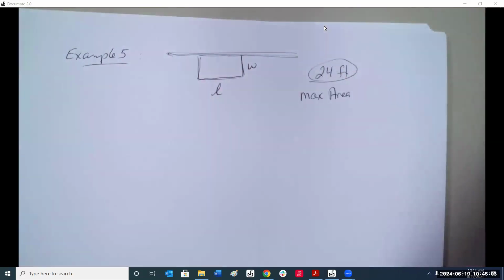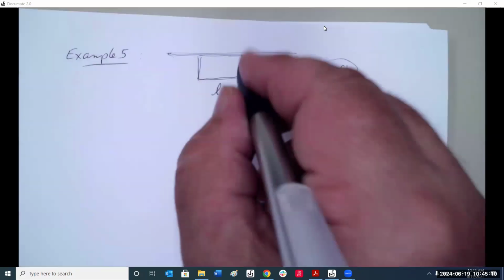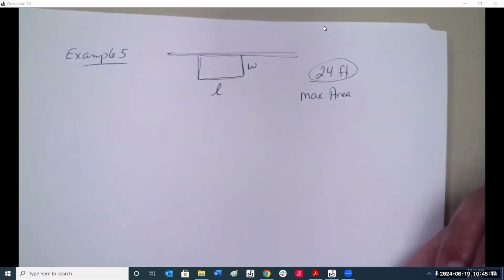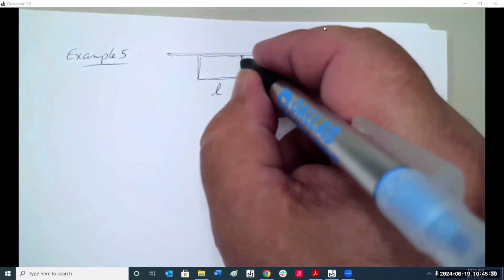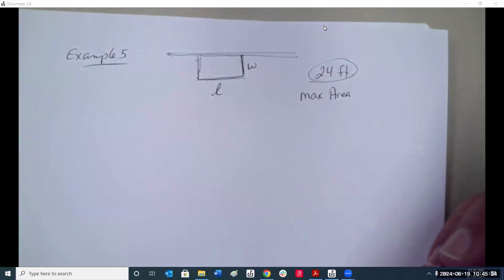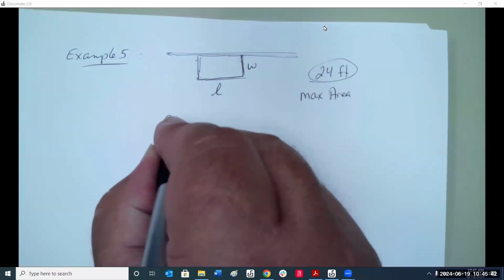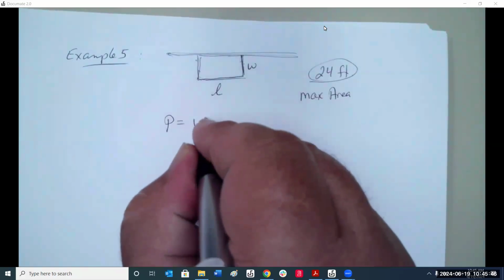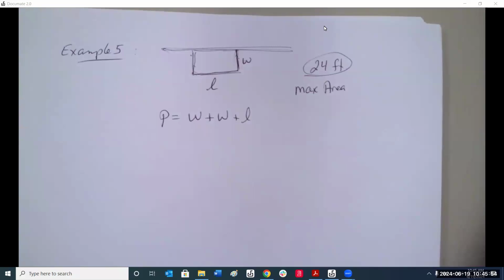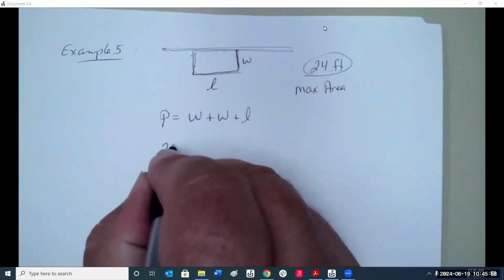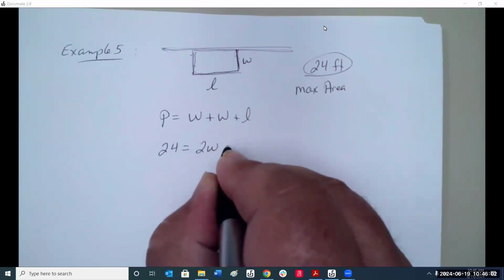So I know I have 24 feet of stone. And it has to go through this. So what formula do I have so far that deals with that idea? Not area. I have 24 feet of stone. Whatever I put, both of these have to be the same. And then I have this. What is that called when I'm looking at just the outside? Perimeter. The perimeter of this one is the width plus the width plus the length. So I have 24 total feet. I have 2W plus L.